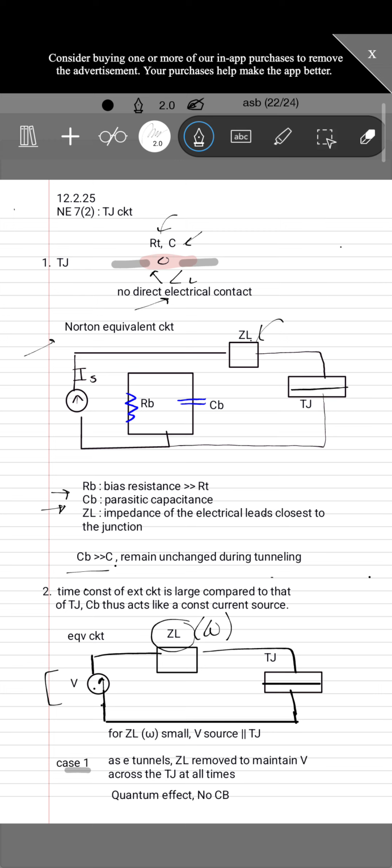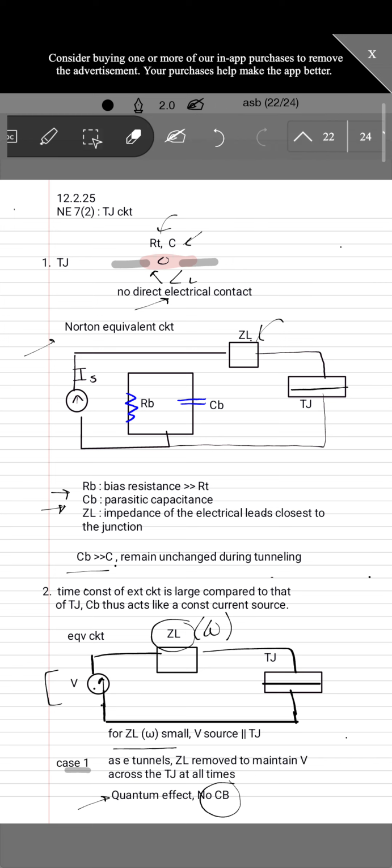First of all, when this value is really small, in that case we can assume that the voltage source is parallel to the tunnel junction. So they are arranged in parallel, and as an electron tunnels, the charge is removed across, and there is a quantum tunneling effect, and there is no Coulomb blockade existing between them. This is the first case.